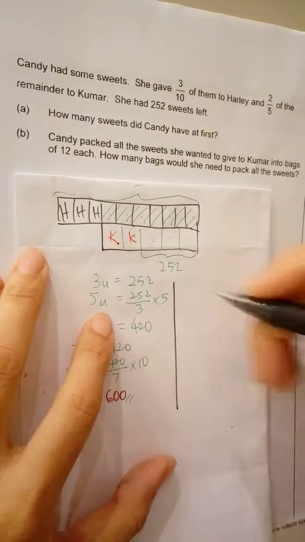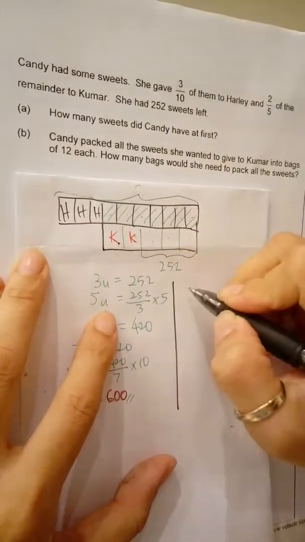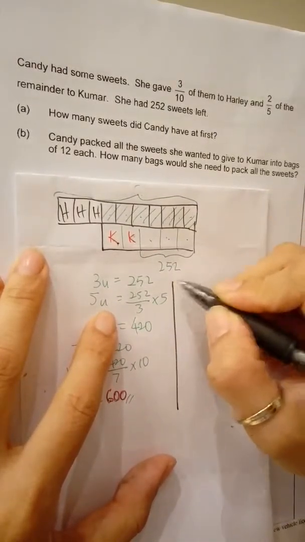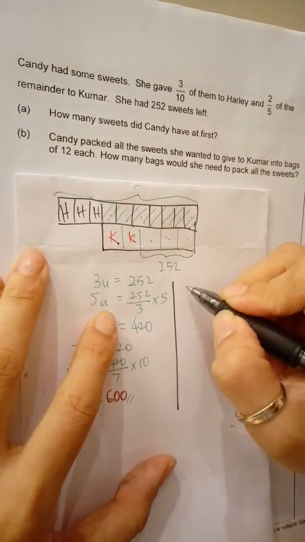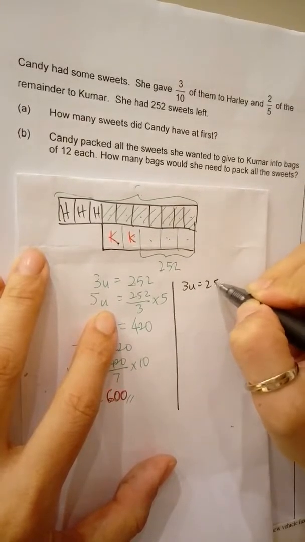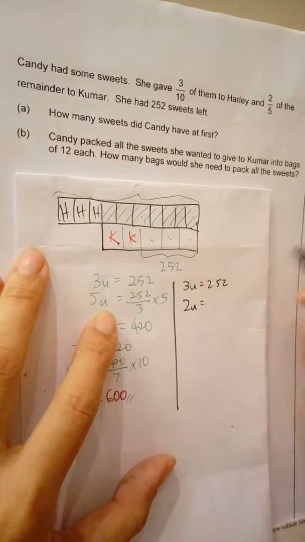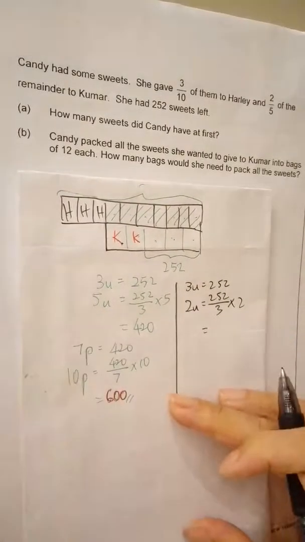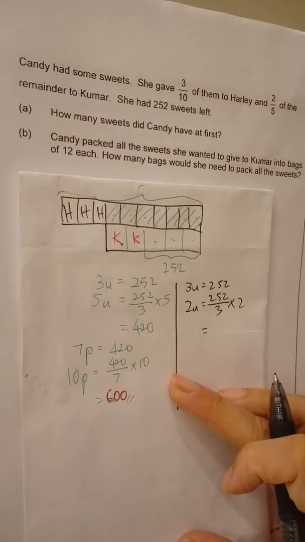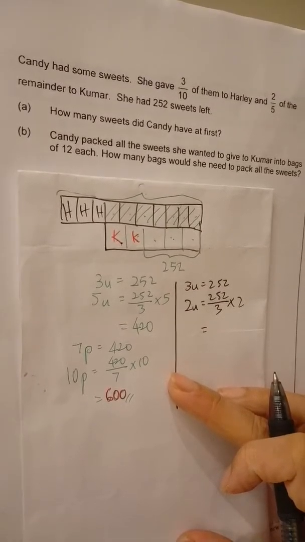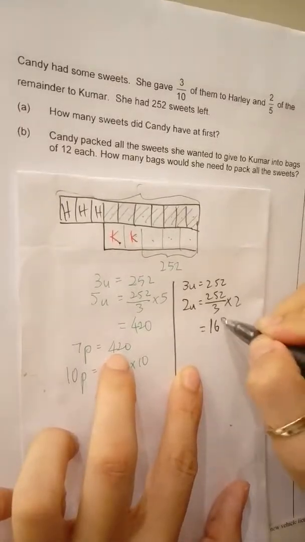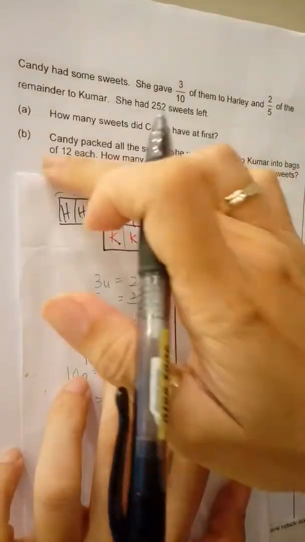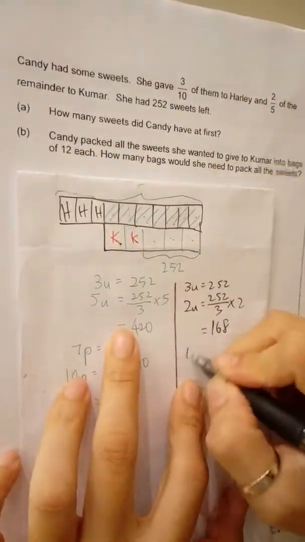Kuma, remember, just now we didn't look for Kuma, right? So we look at these 3 units is 252. So what is 1 unit? 3 units is 252. Kuma is 2 units. So you take 252 over 3 times 2. You get Kuma is 168.